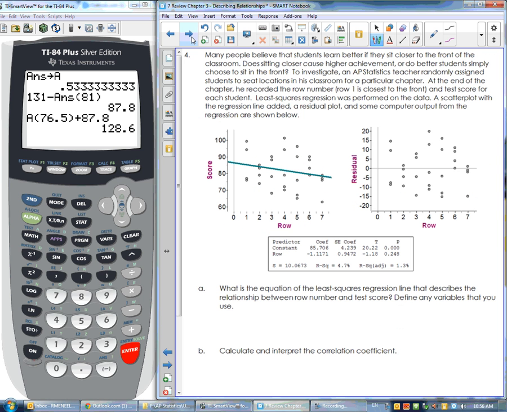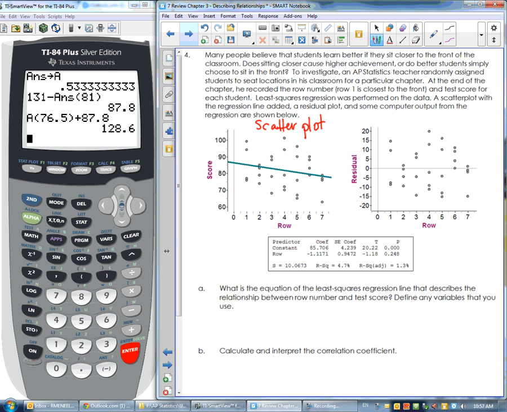All right, in problem number 4, it says many people believe that students learn better if they sit closer to the front of the classroom. Does sitting closer cause higher achievement, or do better students simply choose to sit in the front? To investigate, an AP statistics teacher randomly assigned students to seat locations in his classroom for a particular chapter. At the end of the chapter, he recorded the row number, where row 1 is the closest to the front, and the test score for each student. Least squares regression was performed on the data. A scatter plot with the regression line added, a residual plot, and some computer output for the regression equation are shown below. So if you look at the original scatter plot, so this is the original data.